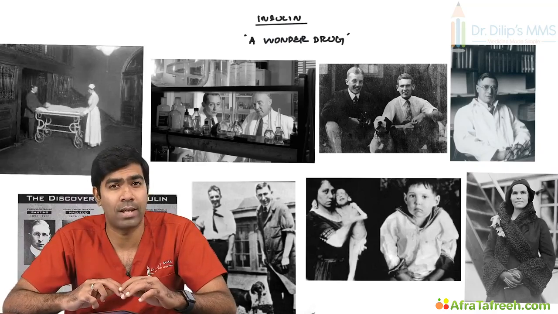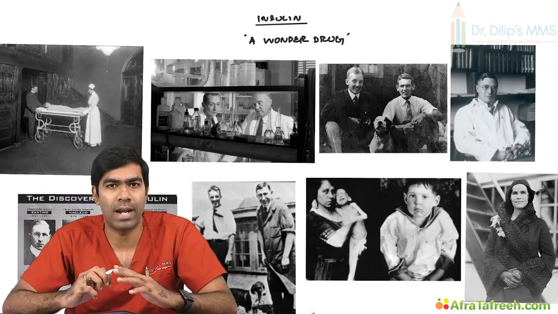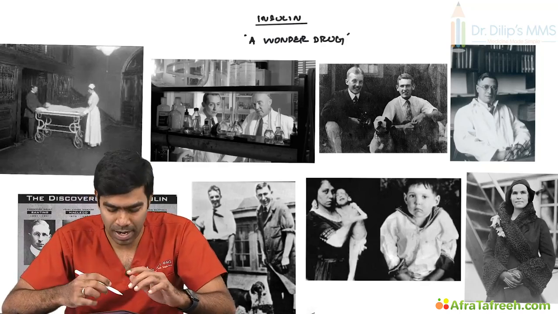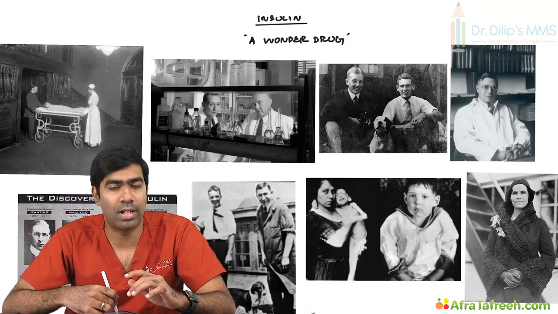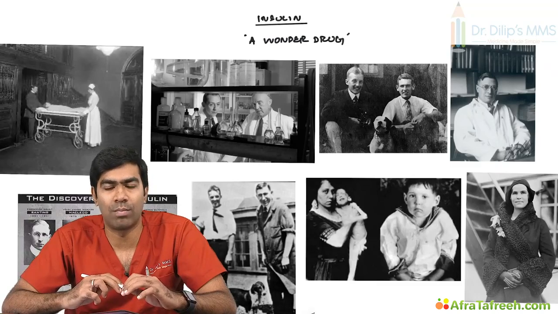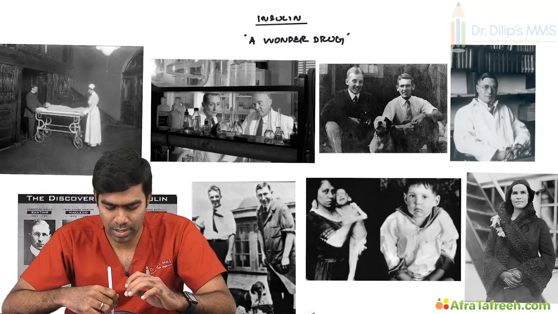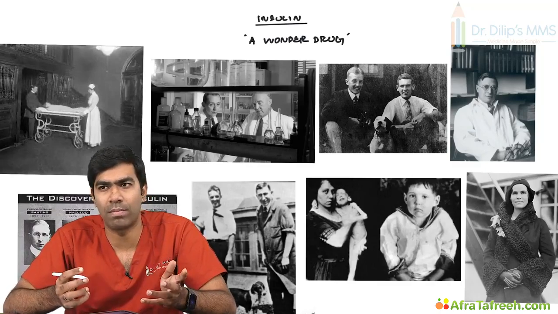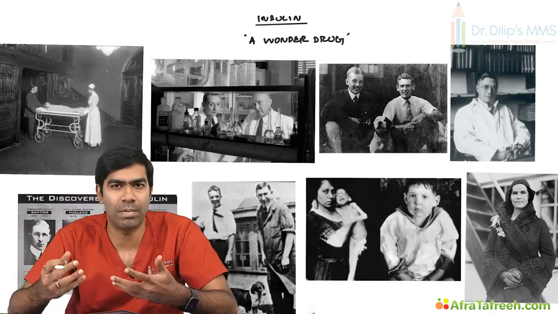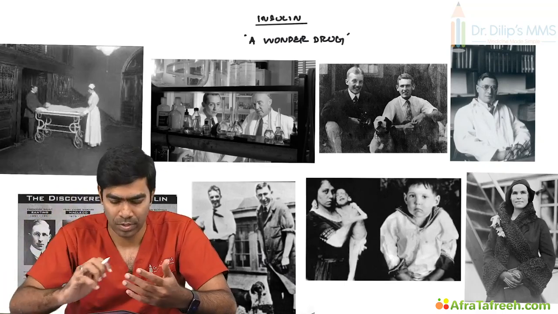The second one is J.J.R. MacLeod, who is considered to be the mentor of Banting, and he is the one who provided the lab for the experiments done by Banting. The third person is Charles Best, who is considered one of the most important student helpers of Banting. And the fourth is James Collip. James Collip is important because he helped purify the extract made by Banting and Best, so that it had more efficacy.